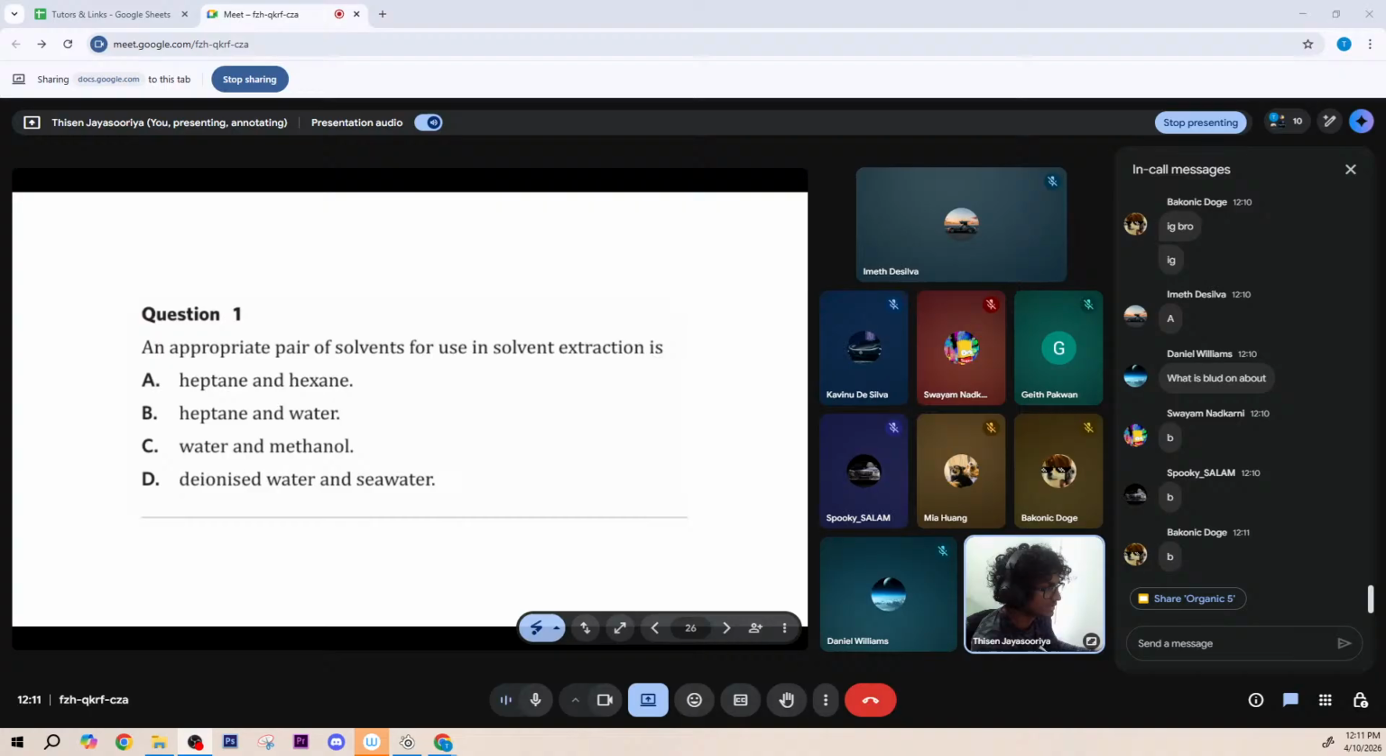Yeah, B is the correct answer here. Remember, we want them to be of different polarities. So it can't be A because they're the same. It can't be C because they're the same. It can't be D because they're also the same. Just because one is deionized water and one's seawater doesn't mean they have different polarities.